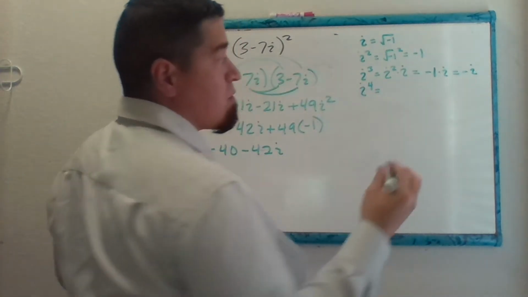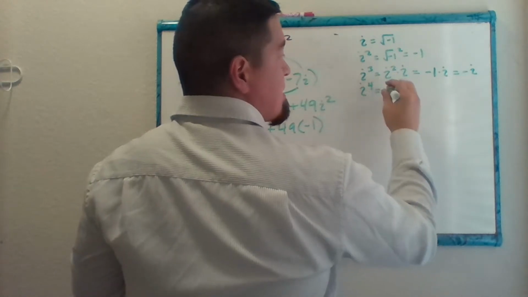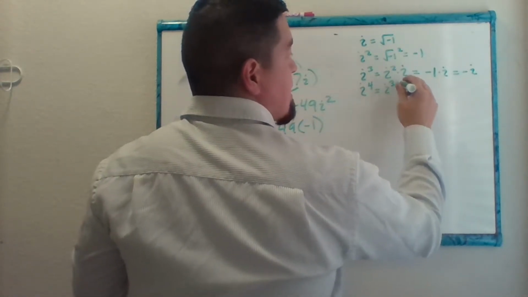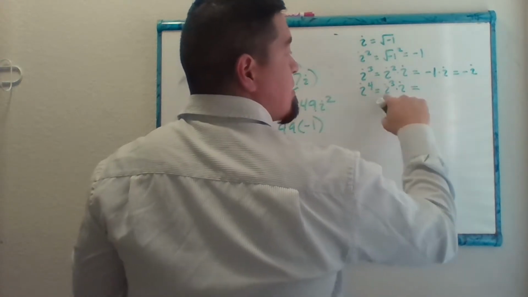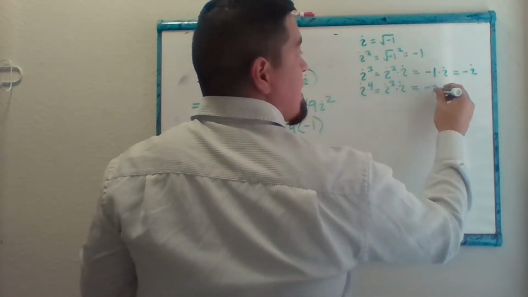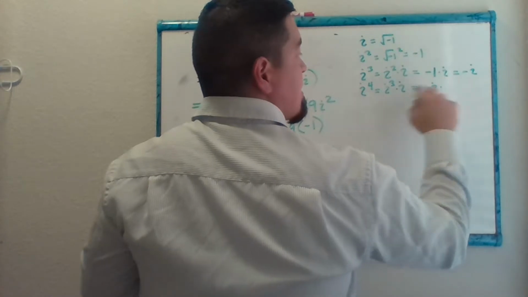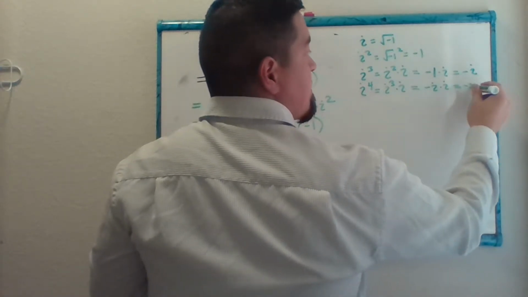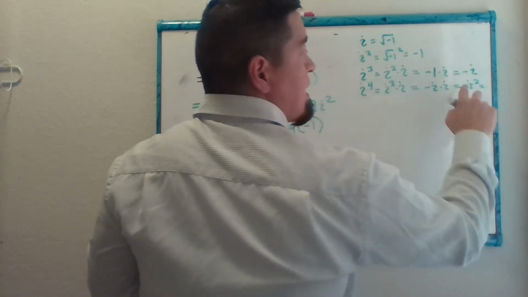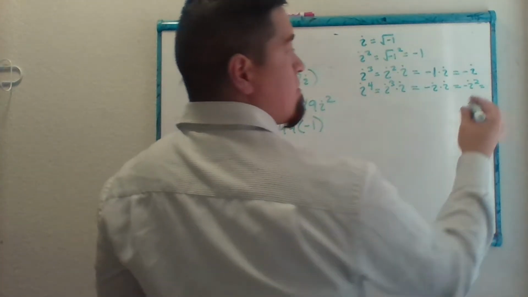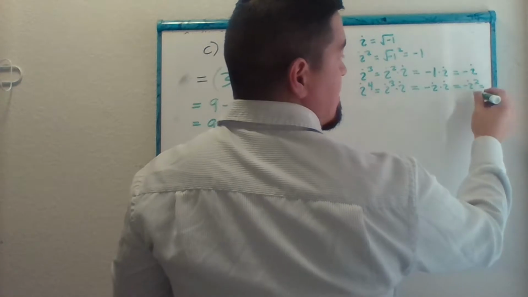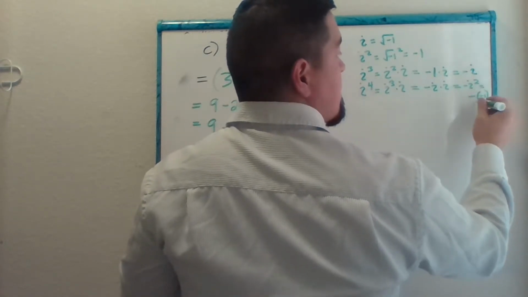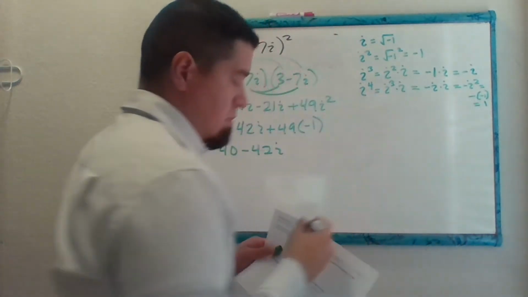Okay, well, i to the fourth is really just i to the third times an extra i, right? That's i to the fourth. But I already know i to the third. i to the third is negative i times i. Well, that's negative i squared. But what do we say? i squared is always negative 1, right? So negative negative 1 equals positive 1. Okay?